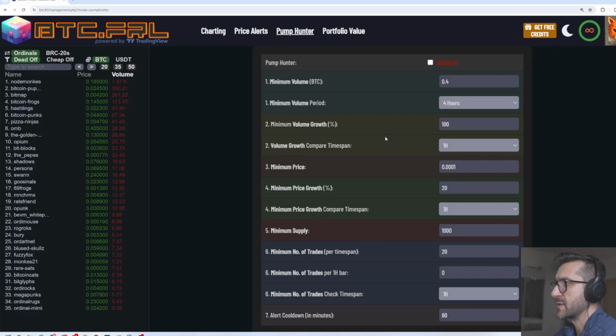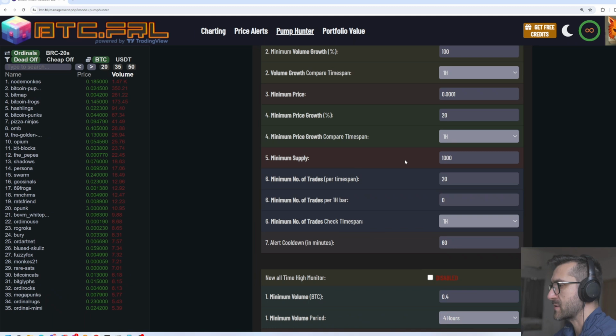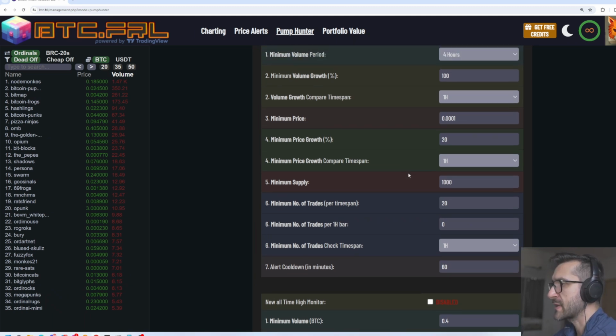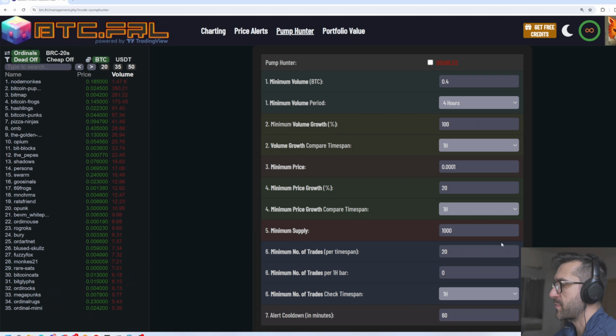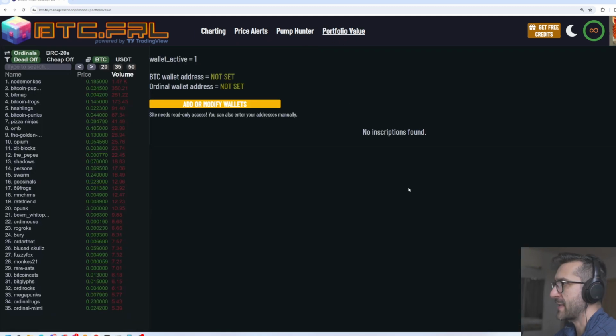The Pump Hunter is also very interesting. It can tell you when a collection is pumping, so when there's more volume, more sales or more listings, stuff like this. You can set all the parameters here, and again, you will receive notifications telling you what's happening. The other one that I'm personally not using, but it's quite good, is the wallet tracker. You can add all your wallets here and see the portfolio size and what you have. I don't need this personally, but I think for newer people it will be quite useful.